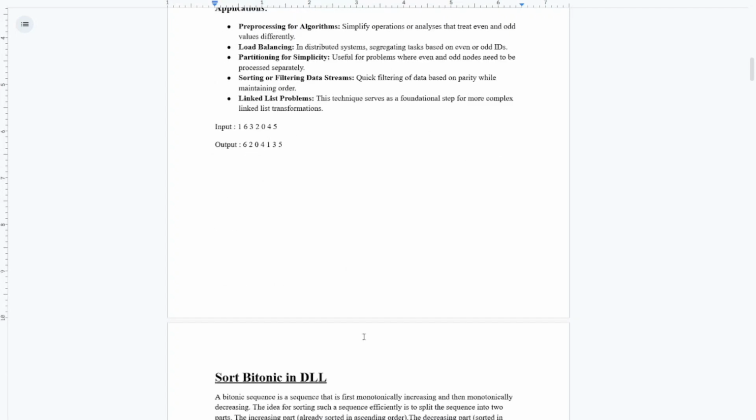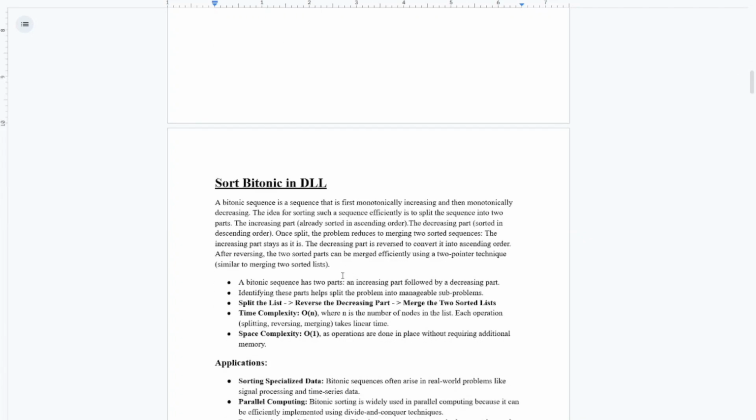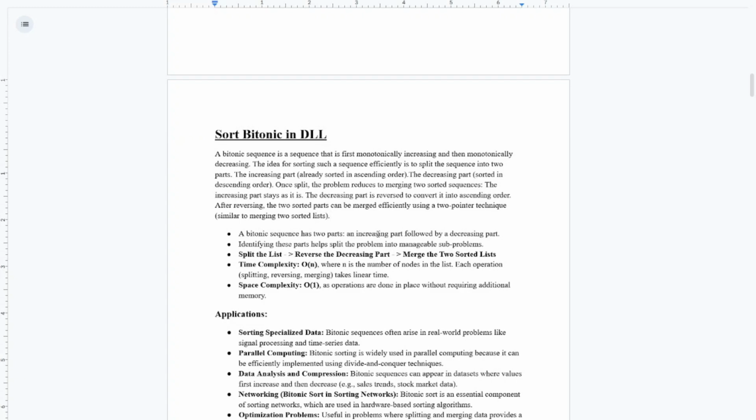Moving ahead, we have sort bitonic in DLL. DLL means doubly linked list, which has both previous and next pointers. Now what is the meaning of bitonic? This could be asked in an MCQ. It is a sequence that is first monotonically increasing and then monotonically decreasing. For example, first it's increasing: 1, 2, 3, 4, 5, and then 9, 8, 7, 6. So this is bitonic data. It has two parts, an increasing part followed by a decreasing part. Identifying these parts helps manage the subproblems.